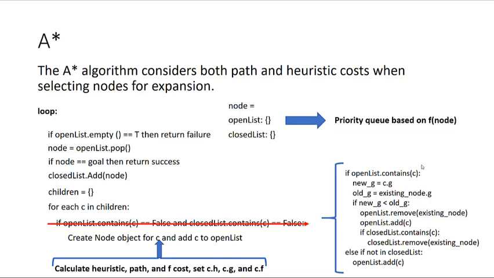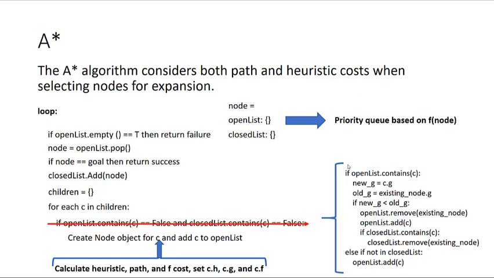Okay, so what this little block of code is doing essentially is checking if we reach a node that we've already been to before. Can we check to make sure that the path that we used to get to that node was actually the best path to get there? Or is our new path to this node better?